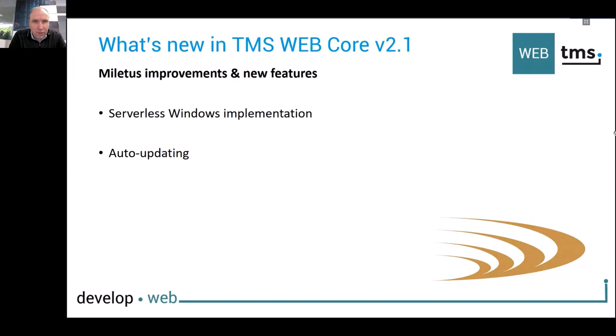Miletus, which is our framework for creating desktop applications for Windows, macOS, and Linux. And so also in the area of Miletus, we did several improvements, one of which is that we have now a serverless Windows implementation that makes it a lot faster to start and without any prompts, which typically come with it if you have an internal server running. And also we added the capability to perform auto-updating of Miletus applications by simply providing a URL to the location of your update, and the Miletus application will update itself.